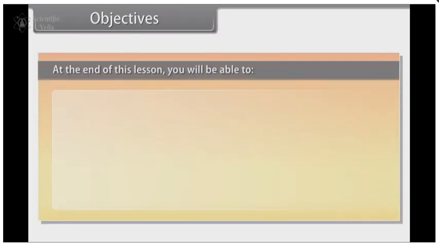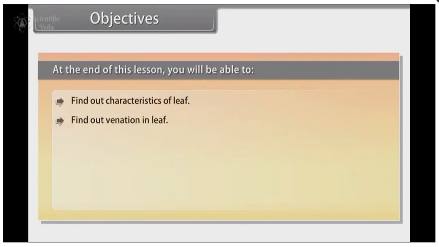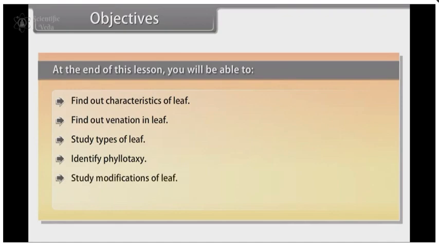Objectives. At the end of this lesson, you'll be able to find out characteristics of leaf, find out venation in leaf, study types of leaf, identify phyllotaxy, study modifications of leaf, understand functions of leaf.